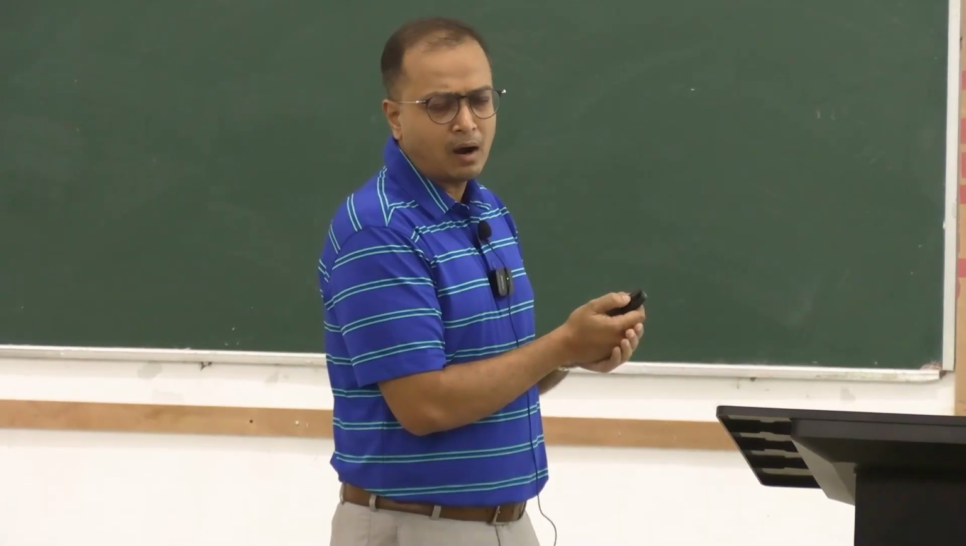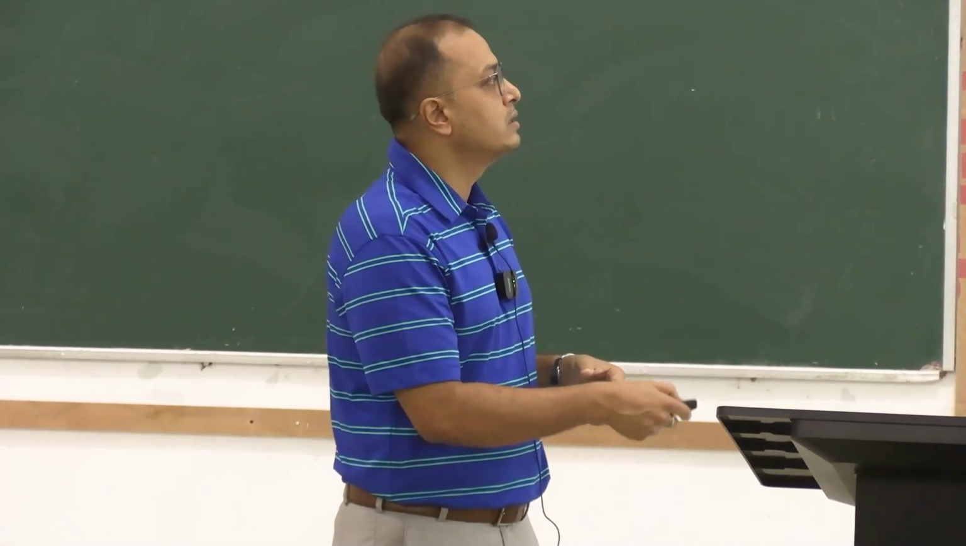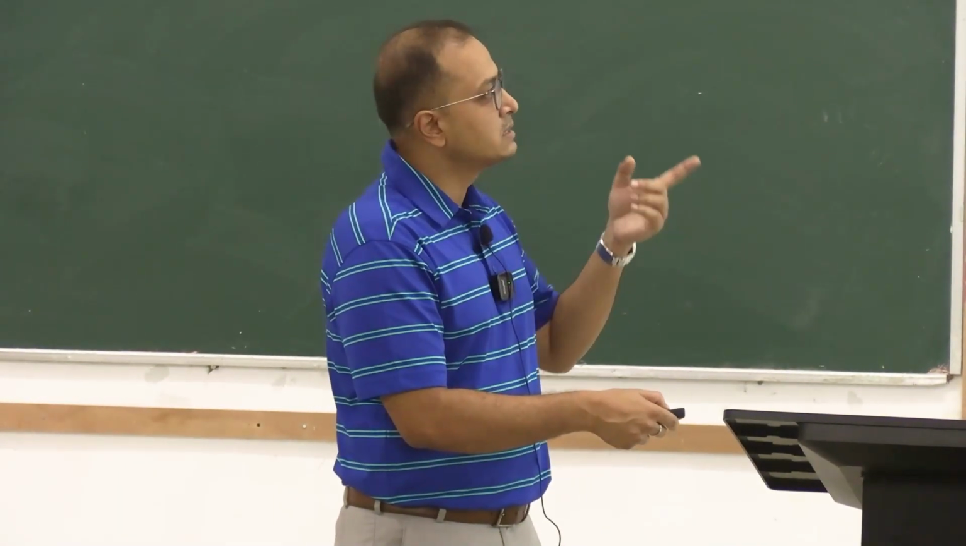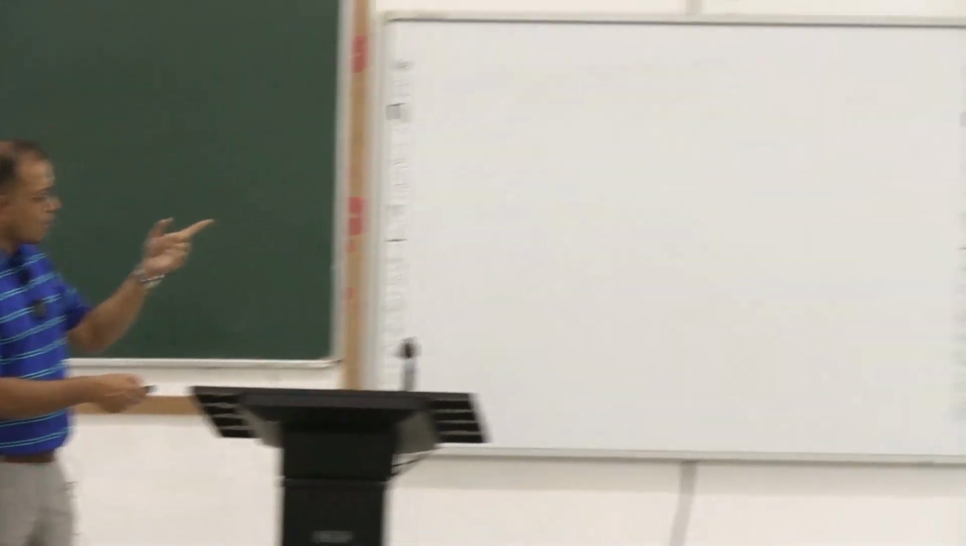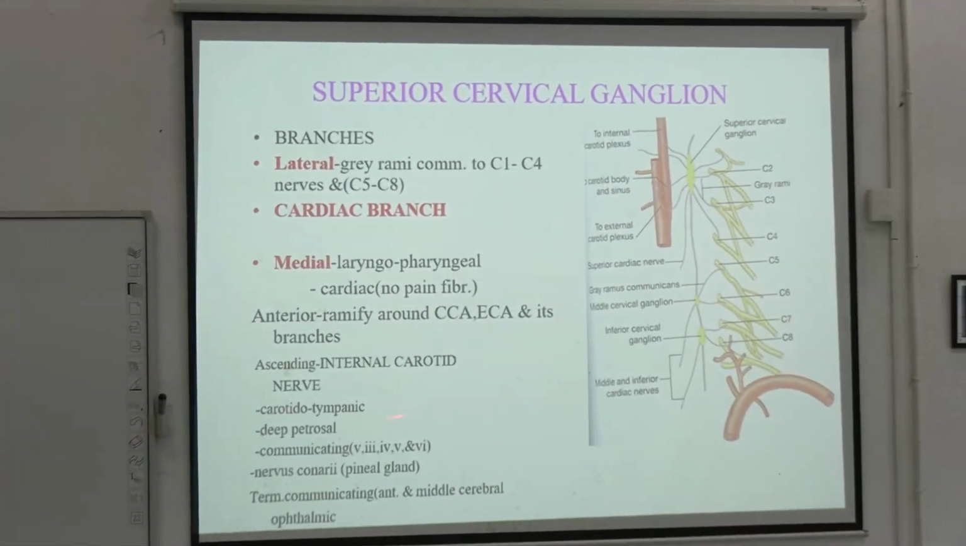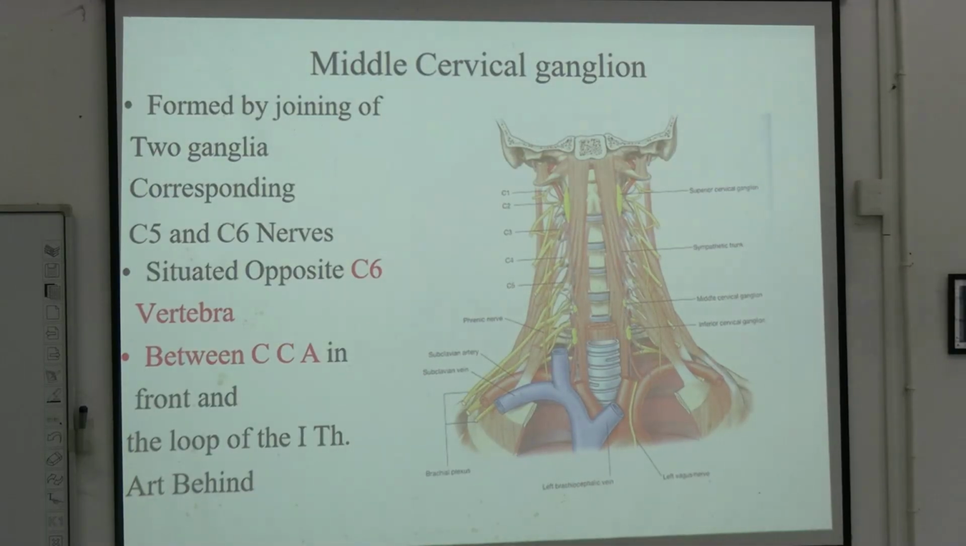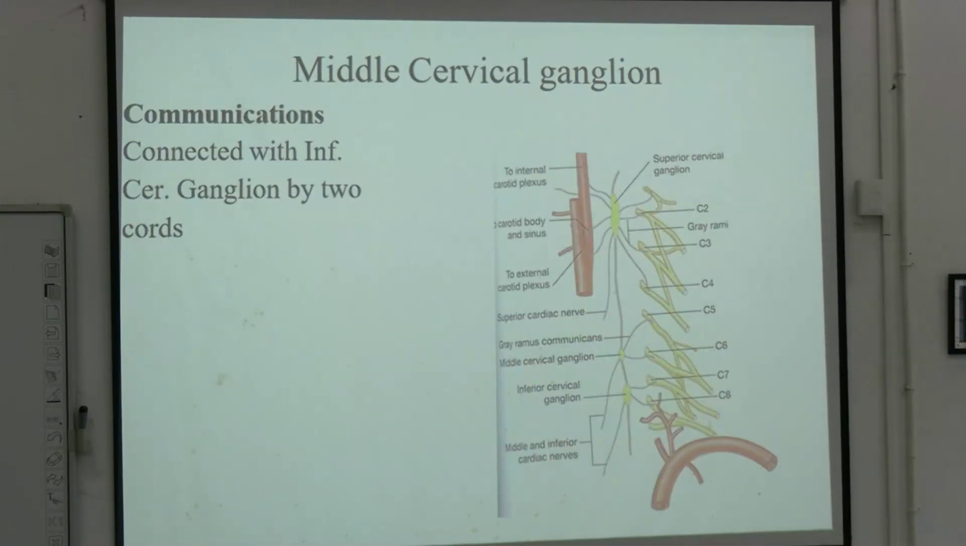Whatever artery is nearby, they climb up along with it. These branches carry through the internal carotid branch, external carotid branch, common carotid branch, or sub-branches like the petrosal branch, communicating branch, etc. So these are the branches coming from the superior cervical ganglion. The middle one, the same story. It is a fusion of the C5, C6 cervical segment ganglia. This is present in the middle part of the neck between the common carotid artery and the muscle in the back. Branches come from here.